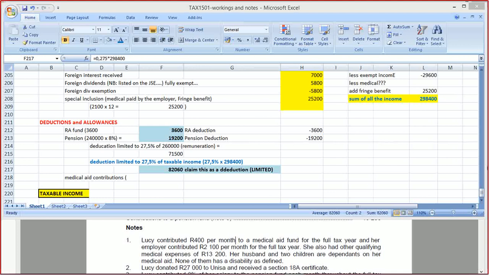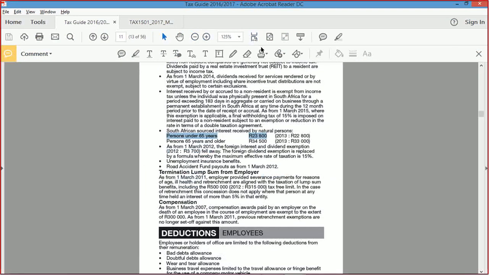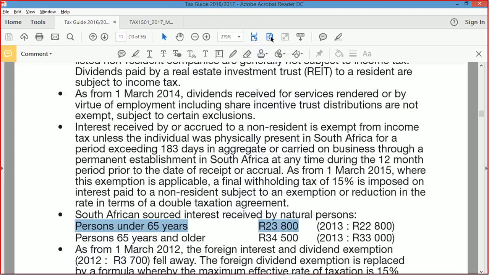What else did we have in the question? The question gave us more information about the family. It said she also had other qualifying medical expenses, that was 13,200. Then she also says her husband and 2 children are dependents on her medical aid. None of them has a disability. So that would have been a medical deduction. Do you agree? Yeah. So we need to determine how much she is allowed as a medical deduction. Looking at her family, she's got husband and wife, and 2 kids.